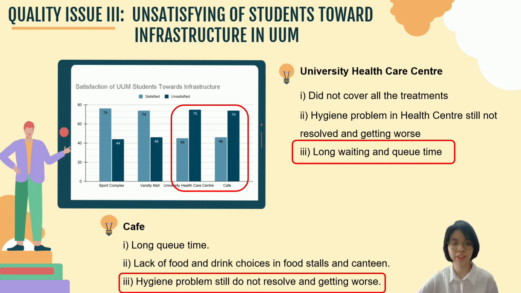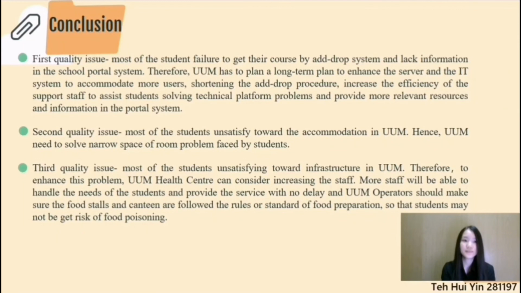Now I will pass this to the next presenter. In conclusion, from the first quality issue, most of the students fail to get their course by the add-drop system and lack information in the school portal system. Therefore, UUM has to plan a long-term plan to enhance the server and the IT system to accommodate more users, shorten the add-drop procedures, increase the efficiency of the support staff to assist students in solving technical platform problems, and provide more relevant resources and information in the portal system.